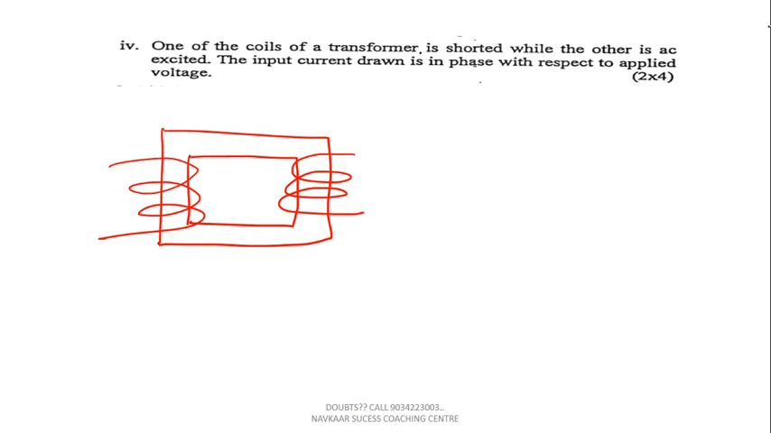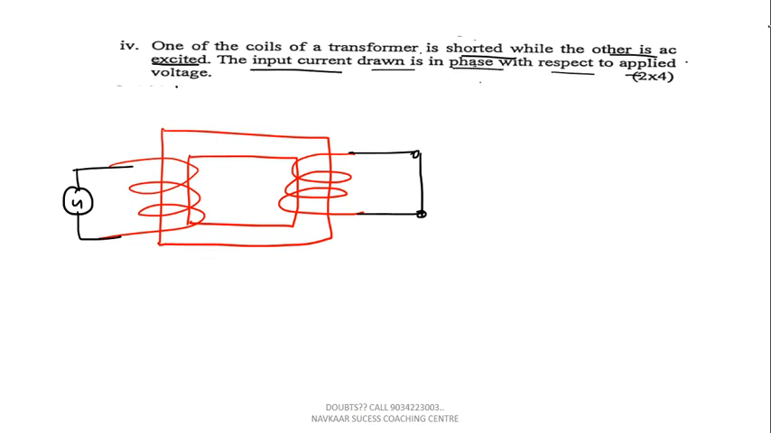They said one of the transformer windings is shorted. Shorted means short circuit. They have short circuited the secondary winding, while the other is AC excited. AC excited means the other winding is connected to the AC supply. The input current drawn is in phase with respect to the applied voltage. They have said we have current that is in the same phase as voltage, right?